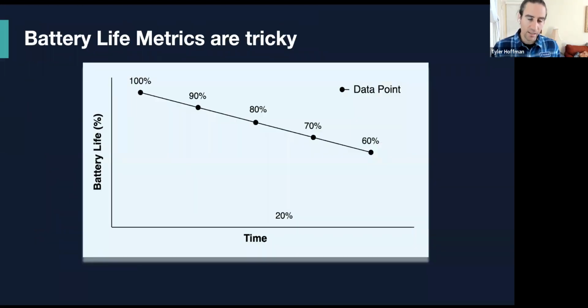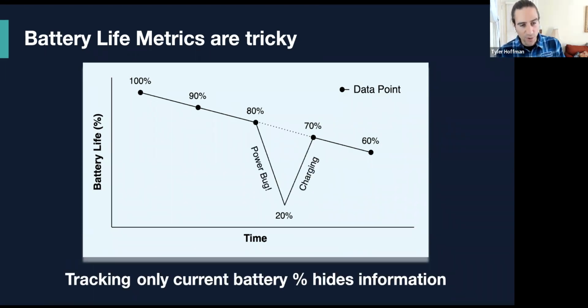Another thing that I see a lot of people trip up on is trying to track battery life, specifically the current battery life. If a lot of systems are tracking the current battery level, is it 50%, is it 30%, and then sending that to a server, it can actually hide a lot of information.